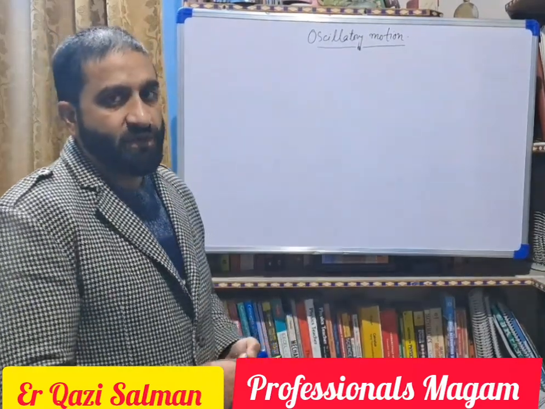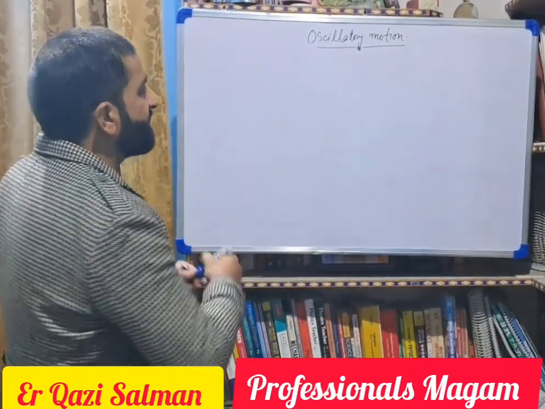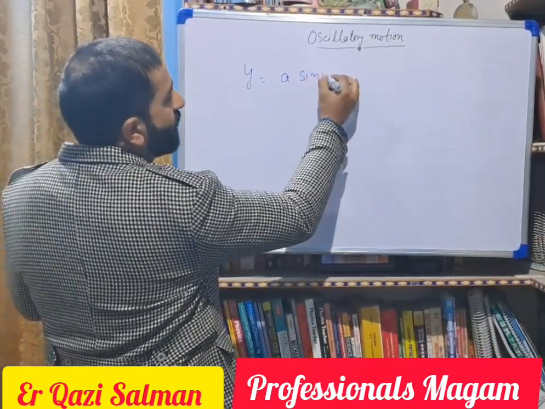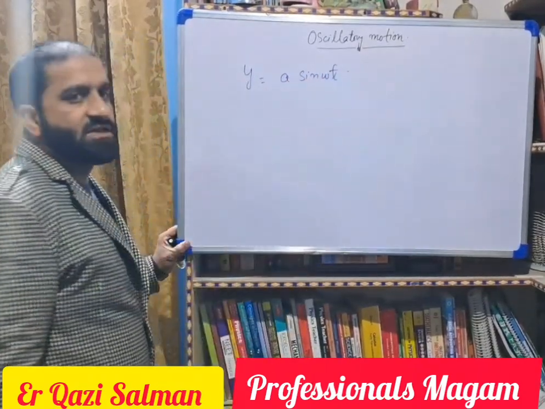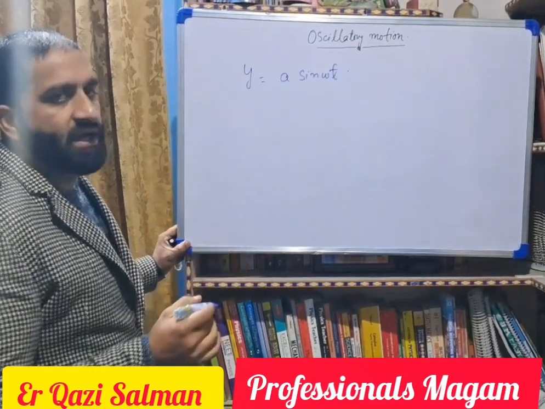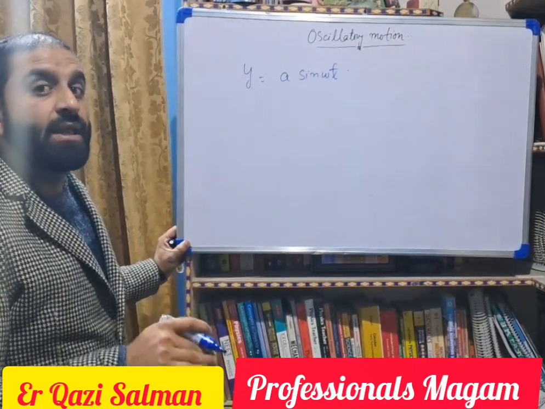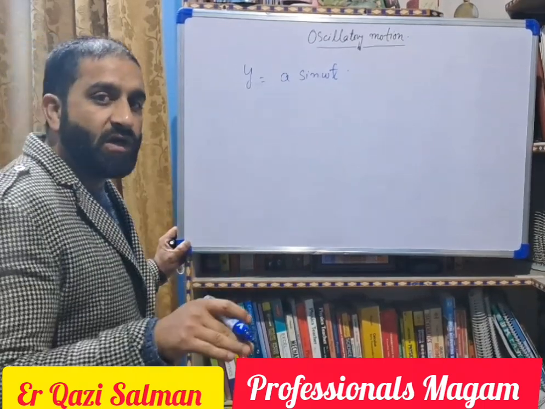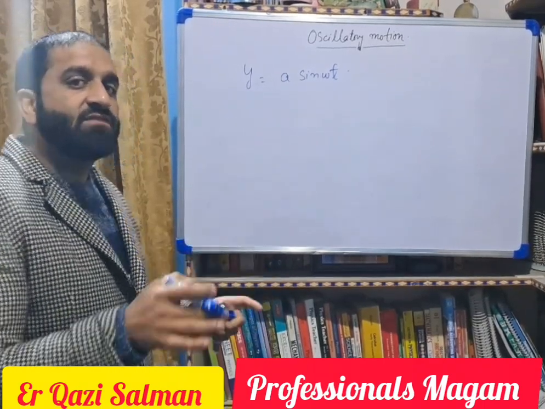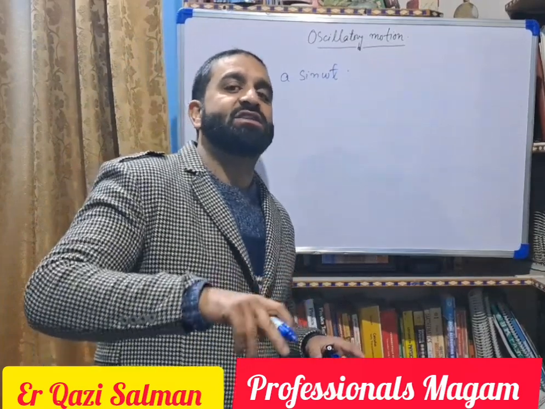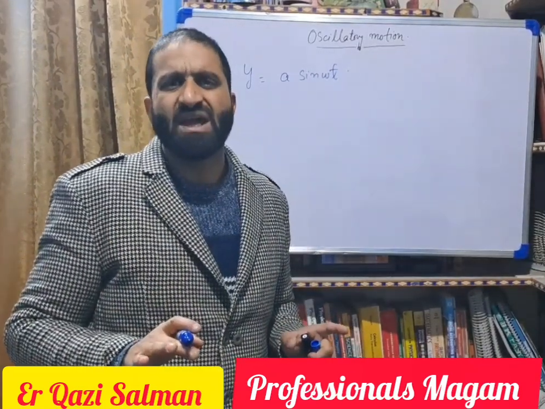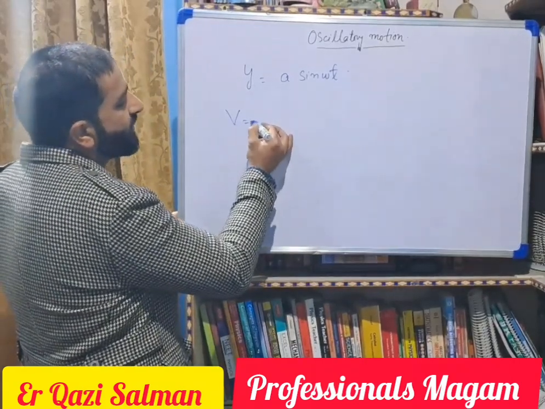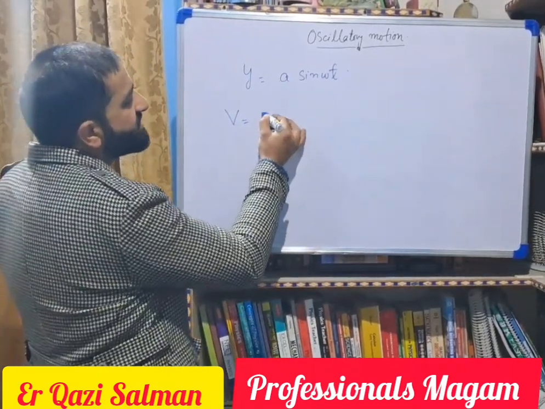Let the displacement of the periodic motion be given by y, and y is equal to a sine of omega t. Here a is the amplitude, and sine omega t means it is a periodic function, and that too starting from the mean position. If it had been cos, that would also represent a periodic motion, but starting from the extreme position. Easy.